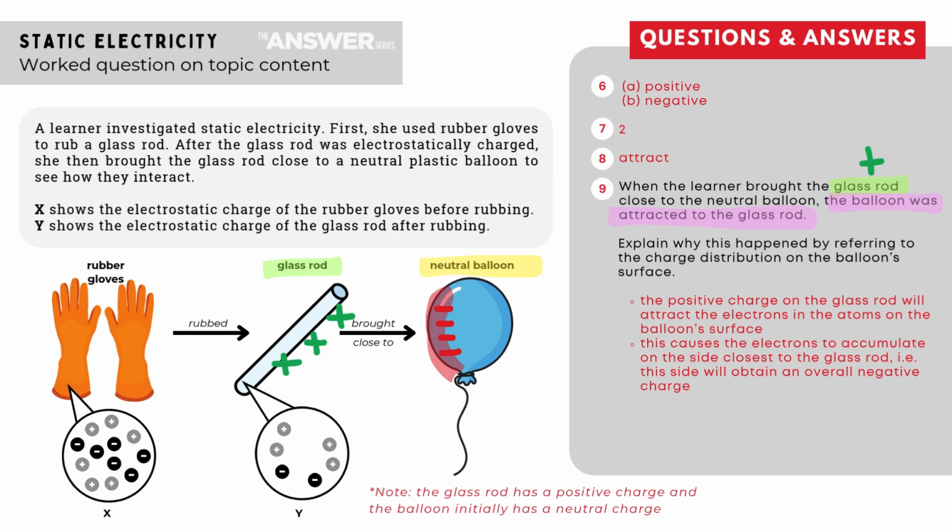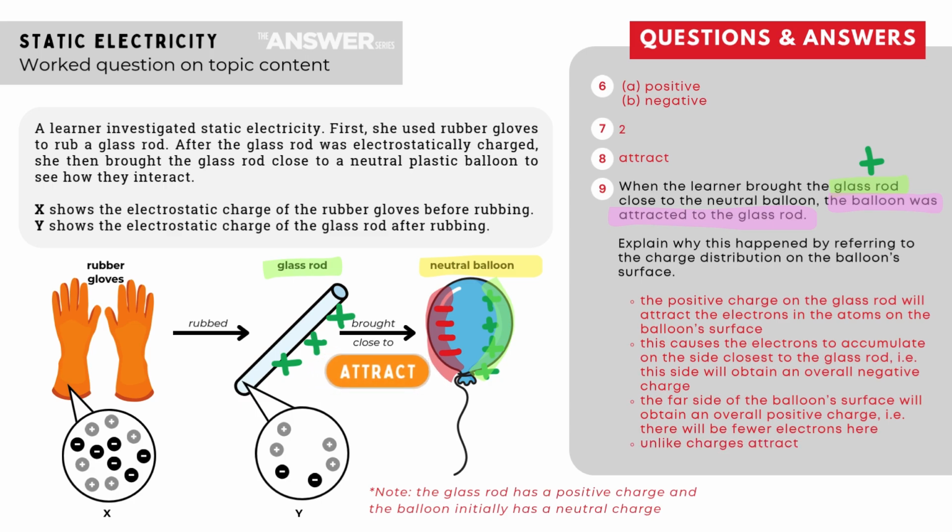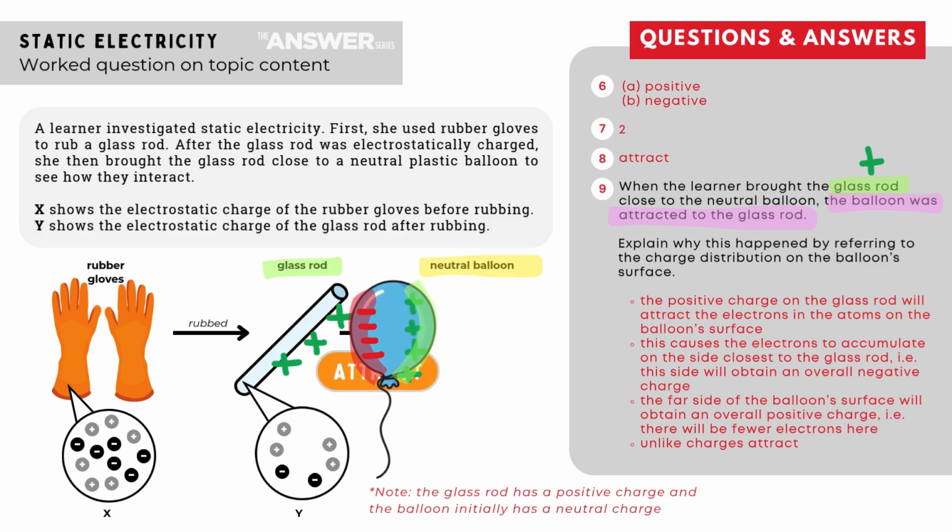In other words, that side will obtain more of an overall negative charge. But then what happens to the other side? Remember that there are protons in the atoms of the balloon surface too, and they are positively charged. These protons will orientate more towards the far side of the balloon, away from the glass rod, as the glass rod is also positive, right? So they kind of repel one another, giving that side of the balloon an overall positive electrostatic charge. Because the side closest to the balloon now has a more negative charge and the glass rod is positive, these unlike charges will attract each other and the balloon will move towards the glass rod.